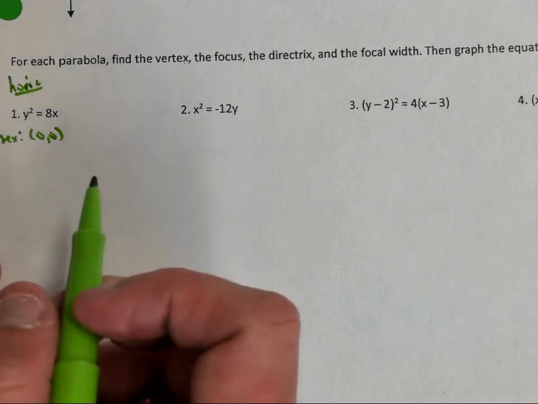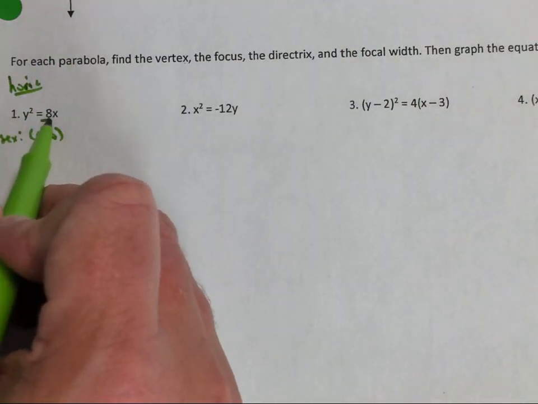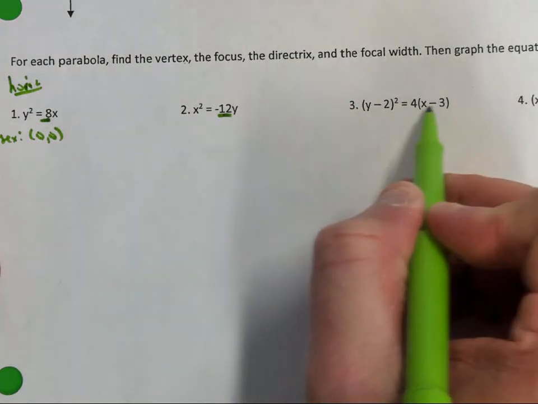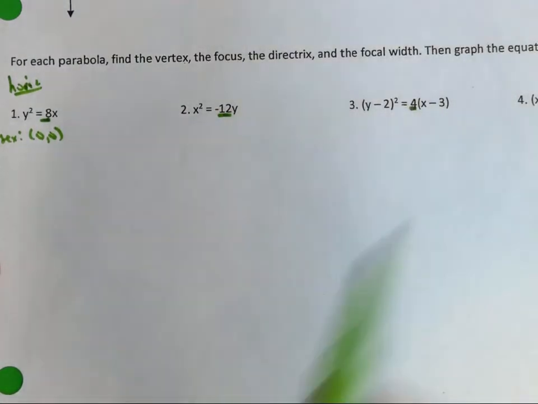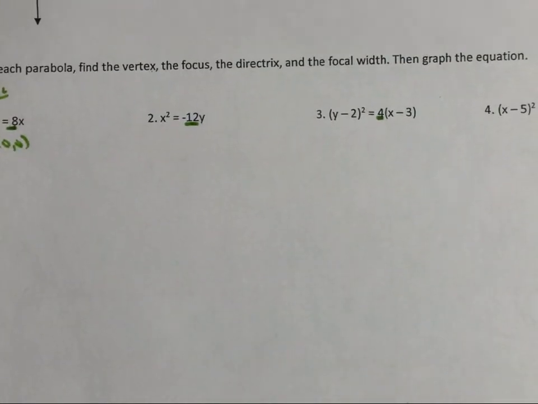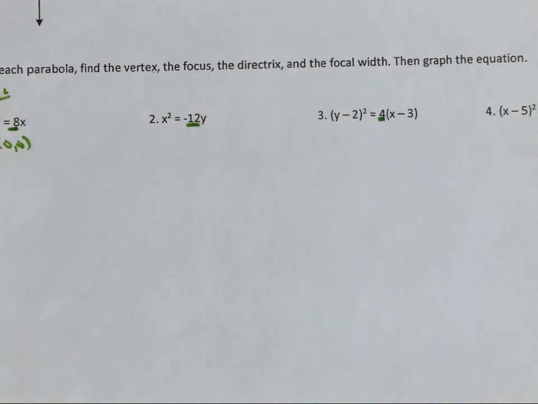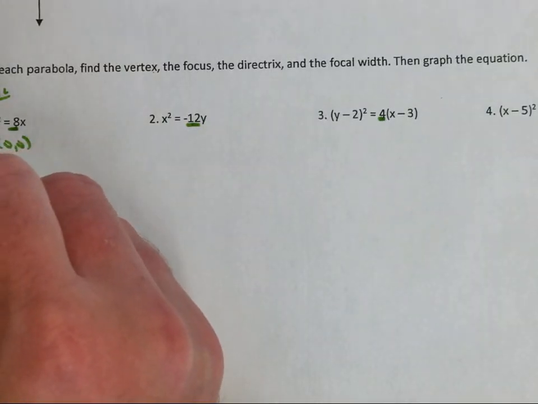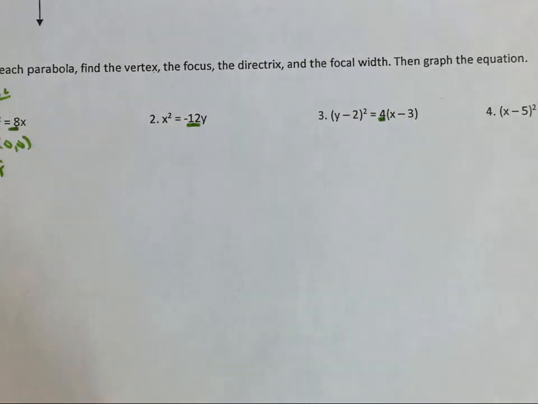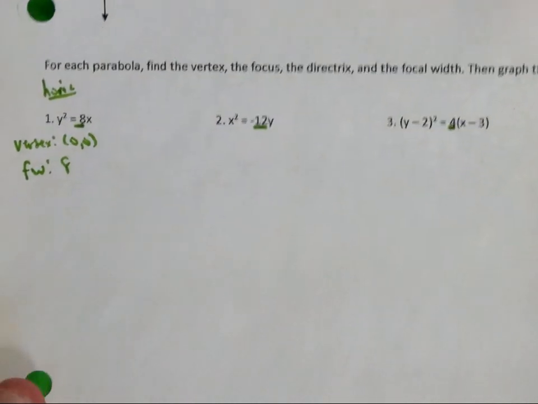The number sitting out here, like right here, here, here, and here. You see all those numbers right there? That number is automatically your focal width. That's automatic. Your focal width on number 1 is 8.